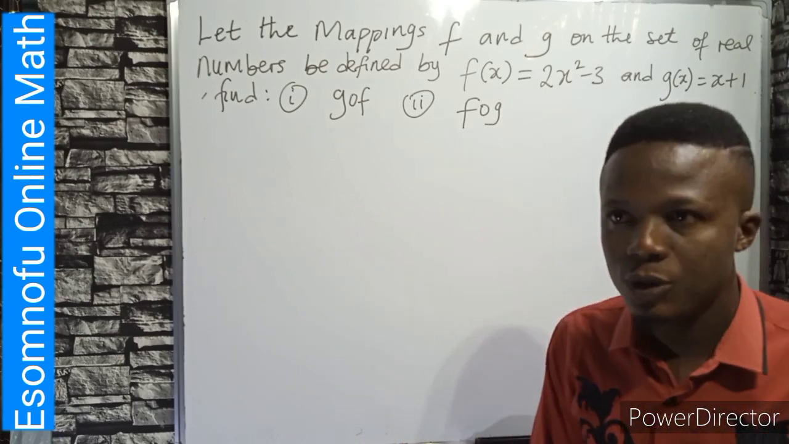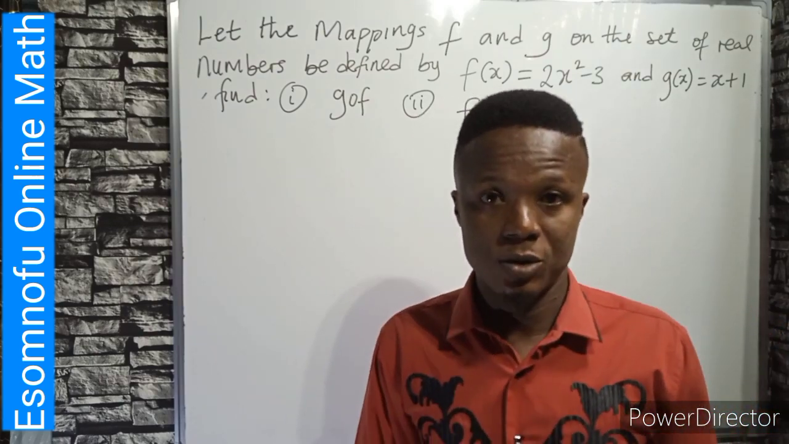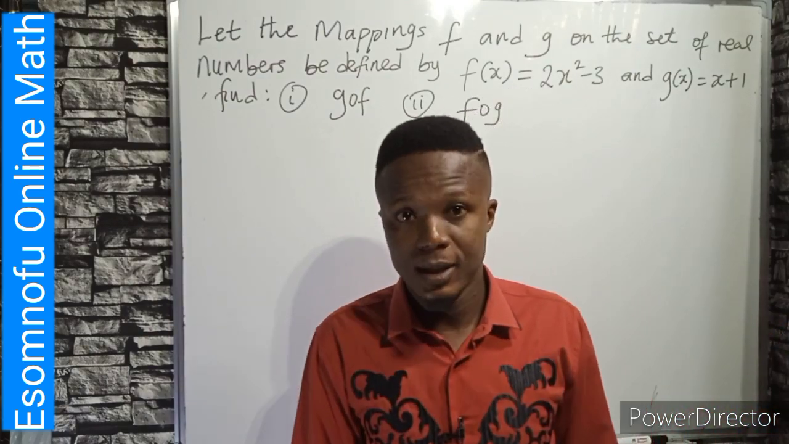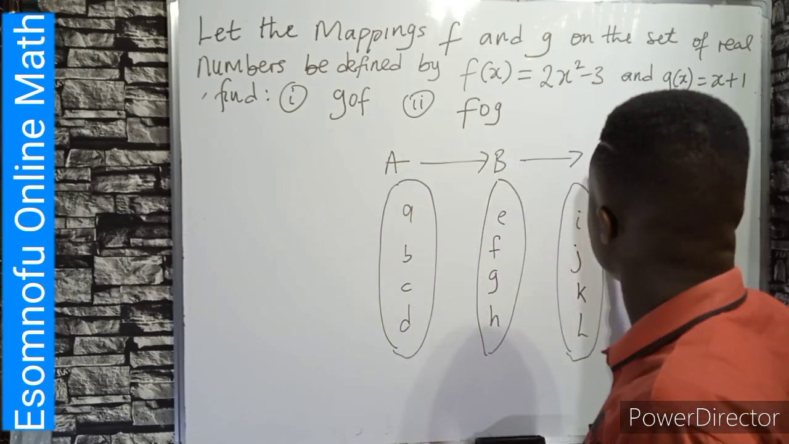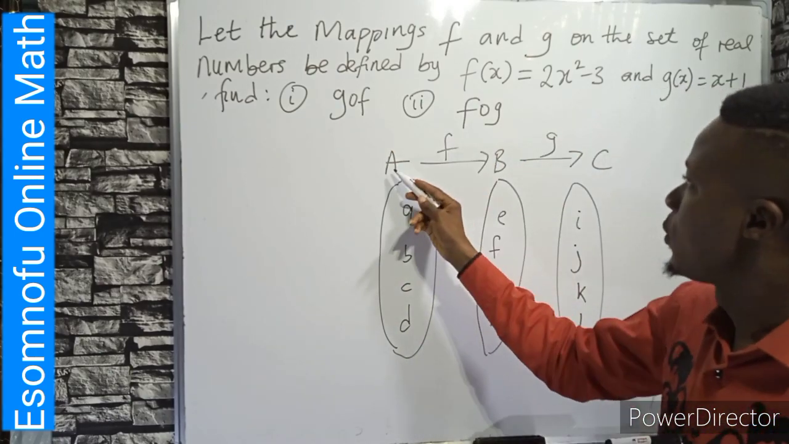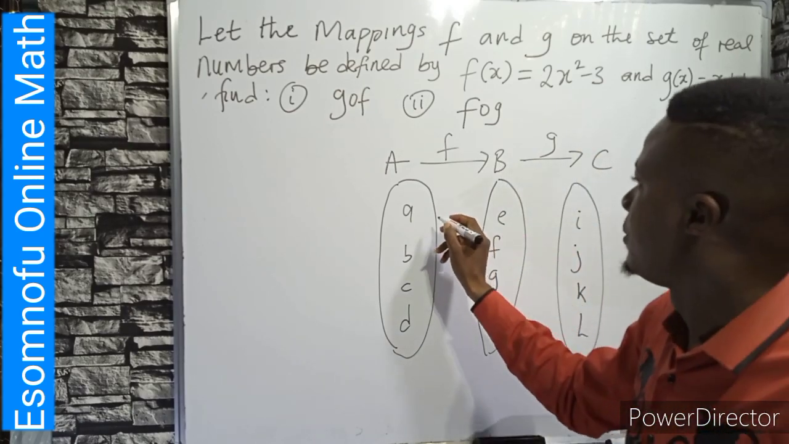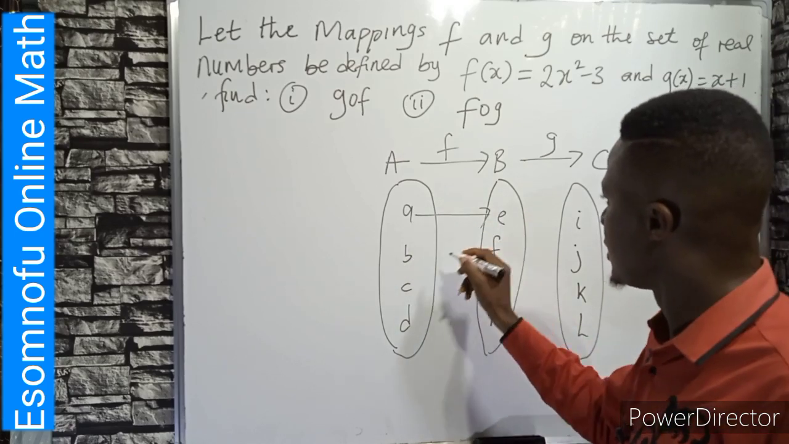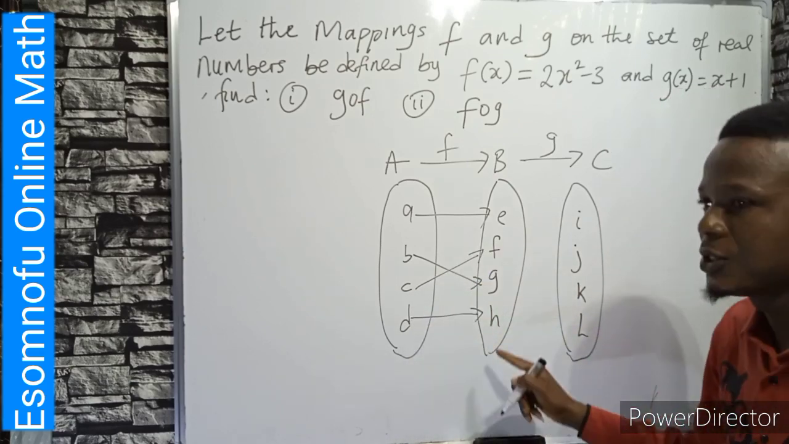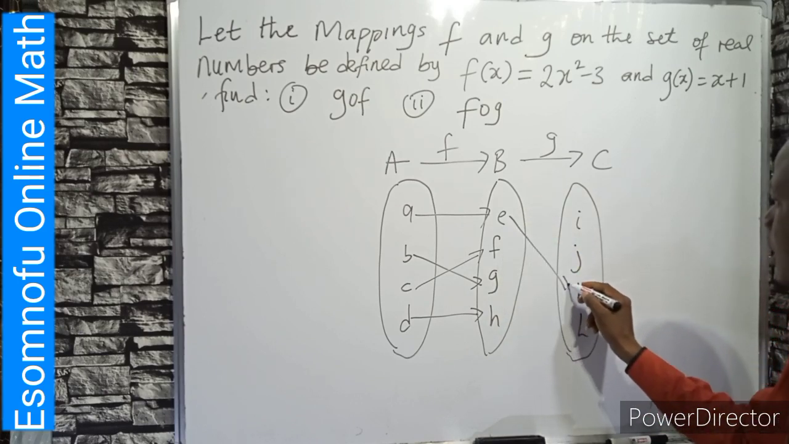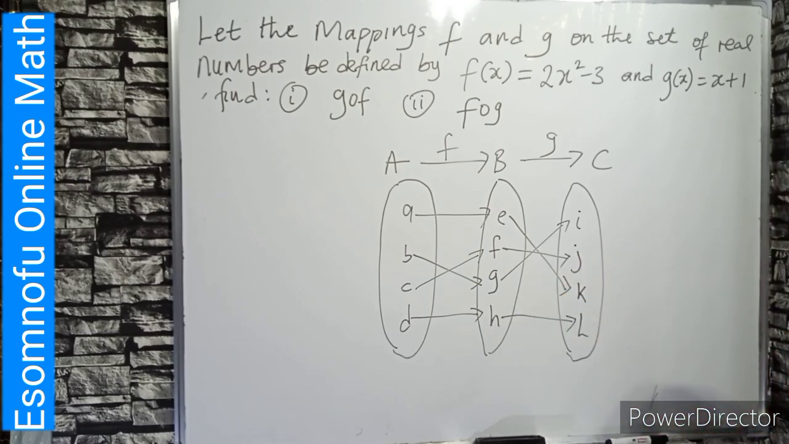In this video, I'm going to continue with my work on mappings, and this time we are talking about a composite function, or a composite mapping per se. For example, f is a function where A is mapped into B, and g is a function where B is mapped into C. Let's assume that the image of A is E, the image of B is G, the image of C is F, and the image of D is H. And from here, the image of E is, let's say, K, the image of G is I, the image of F is J, and the image of H is K, for instance.